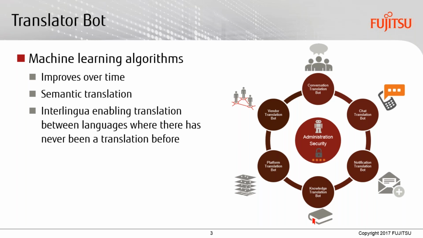It is using semantic translation. That means it's not the usual one-to-one dictionary lookup that you would see. It basically maps the meaning of a sentence and then translates the meaning of the sentence into the new language. And the last thing is that it uses an interlingua, enabling translation between languages where there has not been translations before. So what does this mean?